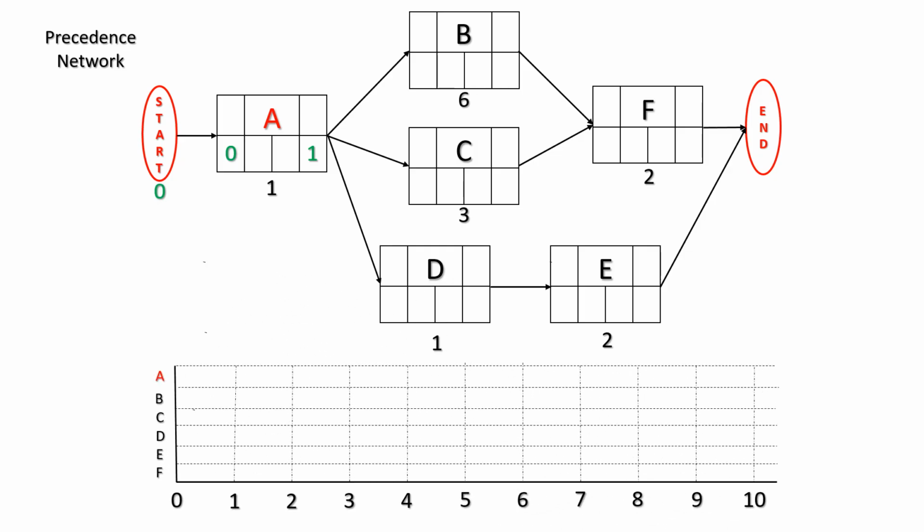Now this is where the real magic begins, because if we look at the early start of A, we see that it starts at 0. And if we were to put a time scale at the bottom of the page and plot the early performance of A, it would start at its earliest start. And then if we added a bar for the duration, the length equal to the duration of the activity, we would end up at the earliest finish of 1.